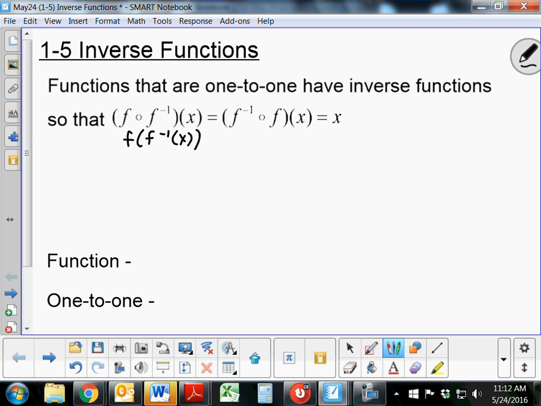So that's just a composite, Cameron reminds us, where we take the inverse and we plug it inside of the other one. Or you can do it in the other order. You can take the inverse and plug in the function. Either way, if you do a composite like that, it says you should get just a single, simple, little, tiny x. So we're going to talk about that a little bit.